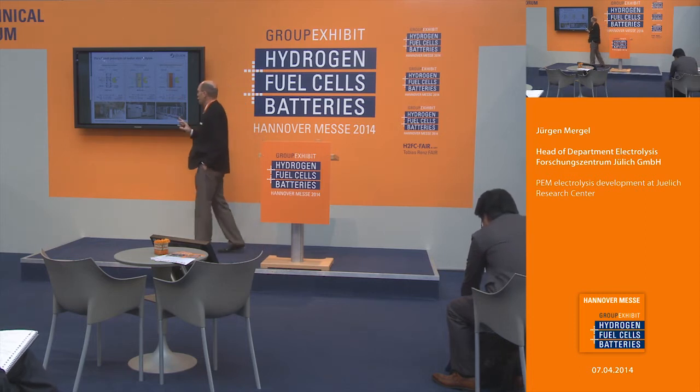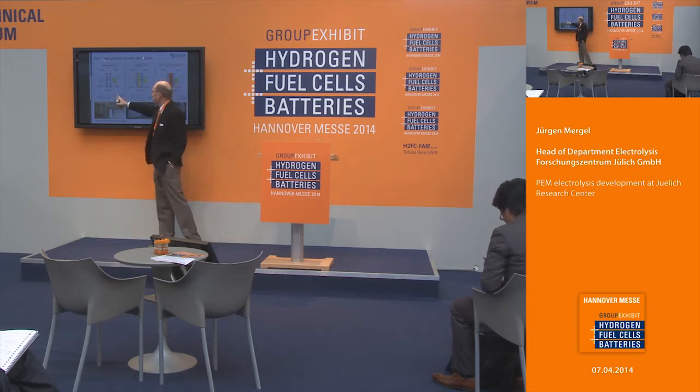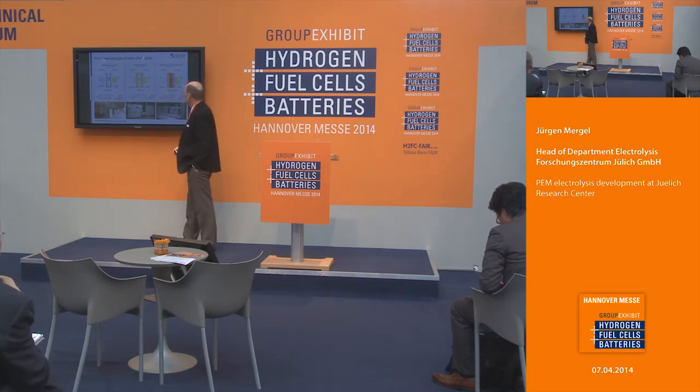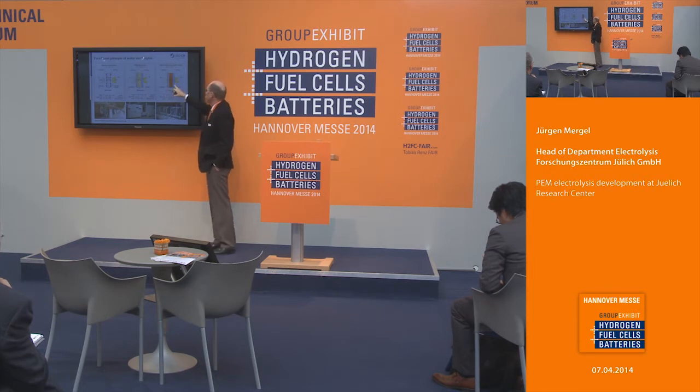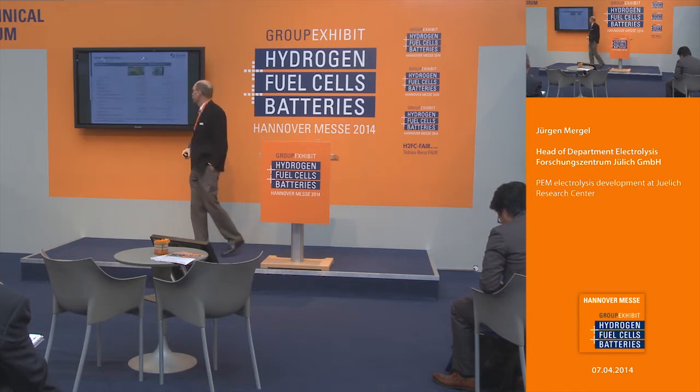As you know, I think there are three different types of electrolysis: the alkaline electrolysis with KOH as an electrolyte; the polymer electrolyte membrane electrolysis, which is our focus now in development and research; and we are also involved in high temperature electrolysis development. In my presentation I will focus more on the PEM.